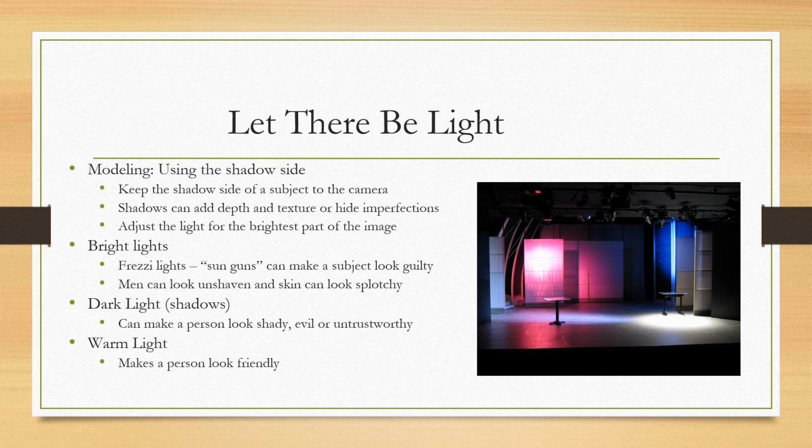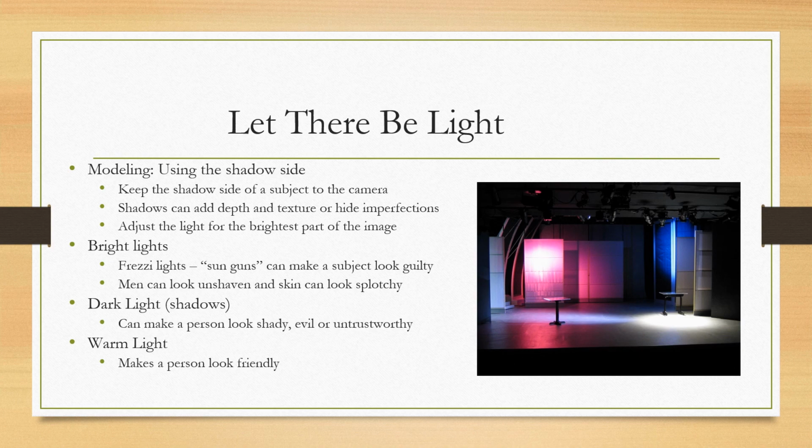So modeling. This is using the shadow side. We can add or take away lighting in different ways with different lights or different angles, and we want to always be aware of what is that shadow side. So what does this mean? Well, it means typically we want the shadow side of the subject facing us. So this means then we can shine light from our angle at them, and that will get rid of any shadow at all, right? So that's the idea there.